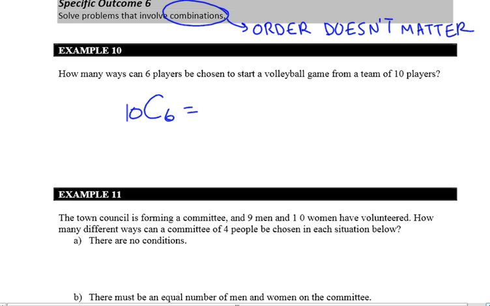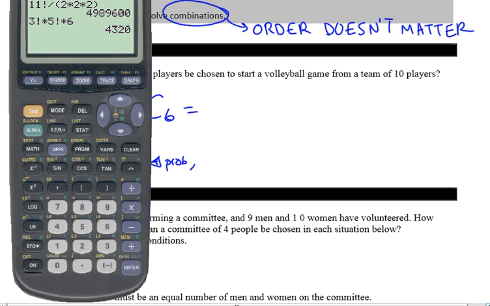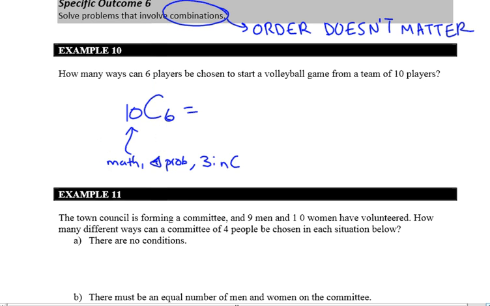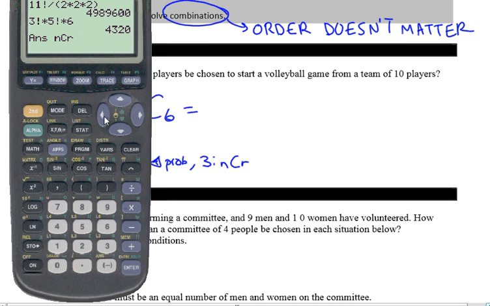So on our calculator, we can find this again, math over to probability. And what number is it? 3? 4? So math, probability number 3, nCr. So we actually have to write that 10 first. Choose 6. It's 210.